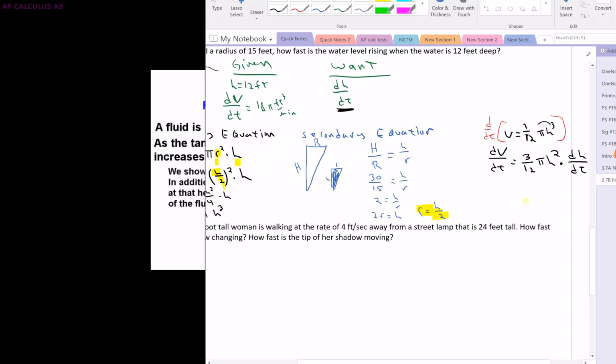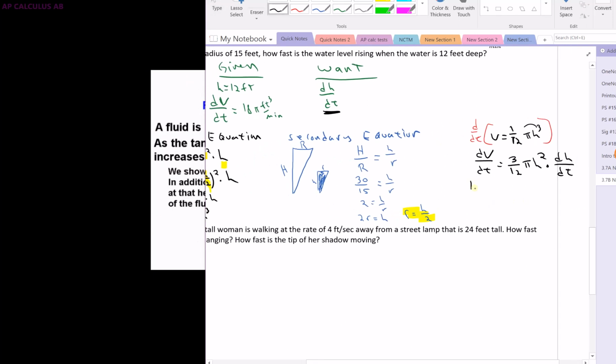We know dV/dt is 18 pi. 3/12 is 1/4, so this is pi over 4. We know h is 7. And the thing we want is this dh/dt, right? That's that thing that we want. So we're going to leave that there. And then it's just a matter of solving for dh/dt, right? Squaring your 7 is going to be 49, so 49 pi over 4.